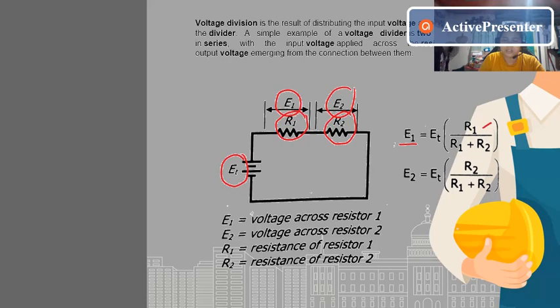For E2, the voltage across resistor 2, we have the same total voltage multiplied by R2, since E2 is the unknown, so R2 should be the numerator. R2 divided by R1 plus R2. So take note of our formula for voltage division.